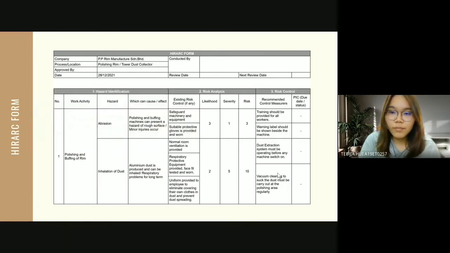Thus, control measures are recommended. The first one is the dust extraction system must be operating before any machine is switched on. Besides, vacuum cleaning to suck the dust must be carried out at the polishing area regularly.